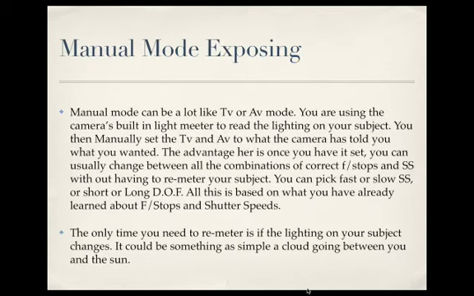Manual exposure mode can be a lot like TV or the AV mode. You're using the camera's built-in light meter to read the lighting on your subject, and in manual mode the camera is going to tell you what combination will work with your aperture and your shutter speed, and then you set the camera to those.